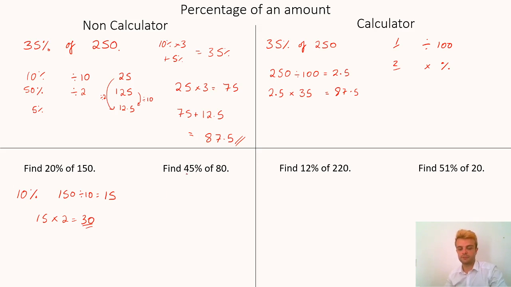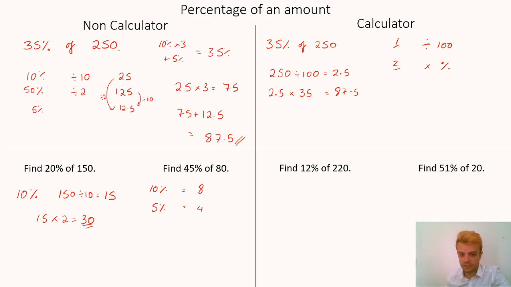45% is going to be a bit trickier. It's going to take a few more steps, but that's okay. We'll start by finding 10% again. 10%, we divide by 10. 80 divided by 10 is 8. So that's what 10% is. Now I'm going to find 5% next. And because 5% is half of 10%, I just half 10% to get 4.